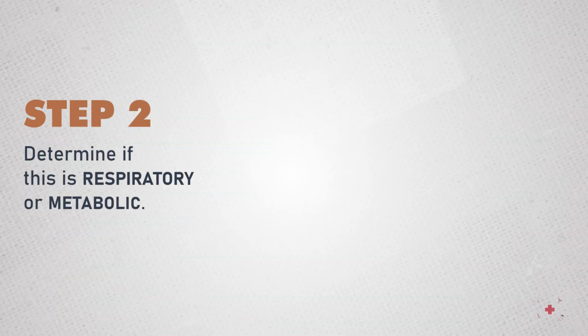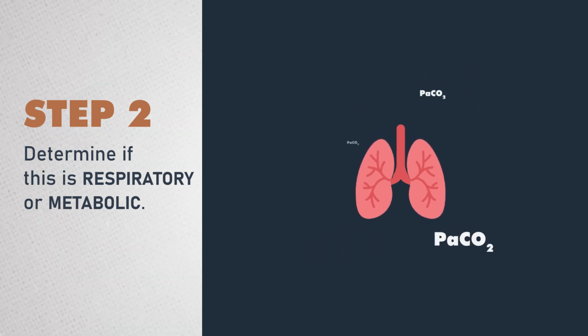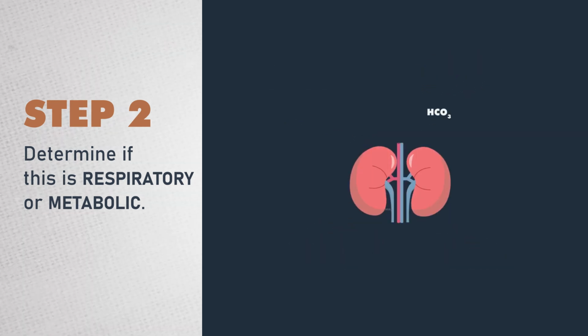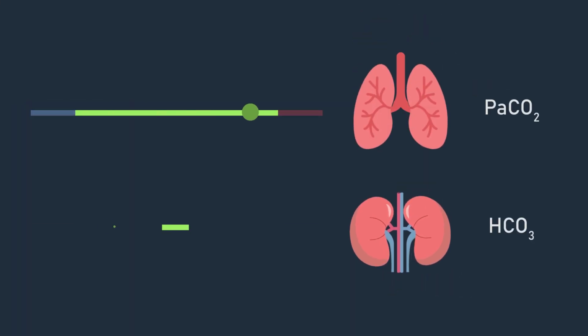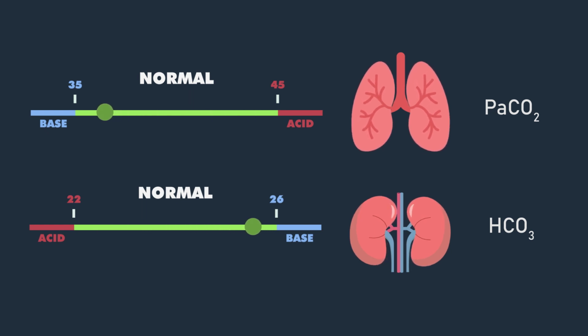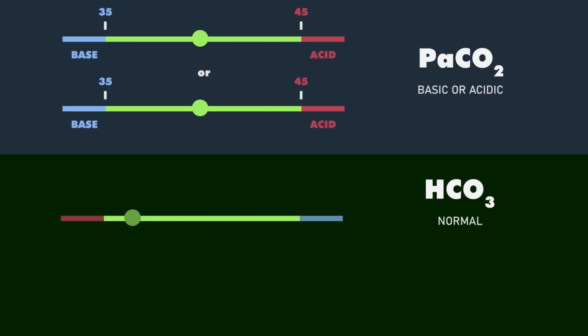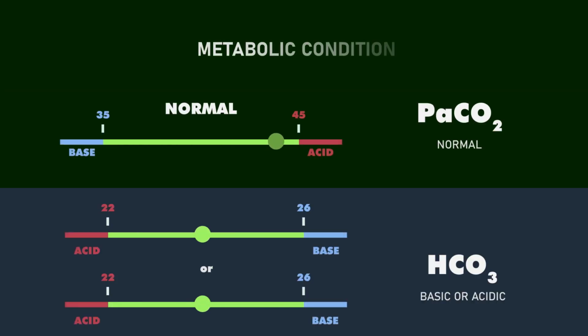Then we must understand the second step, which is to determine if this is respiratory or metabolic. PaCO2, or carbon dioxide, is controlled by your lungs, and HCO3, or bicarbonate, is controlled by the kidneys. Your lungs and kidneys work together to maintain a normal level of pH, and I will explain it further in step number 3. If CO2 is abnormal and HCO3 is normal, a respiratory condition exists. If HCO3 is abnormal and CO2 is normal, a metabolic condition probably exists.